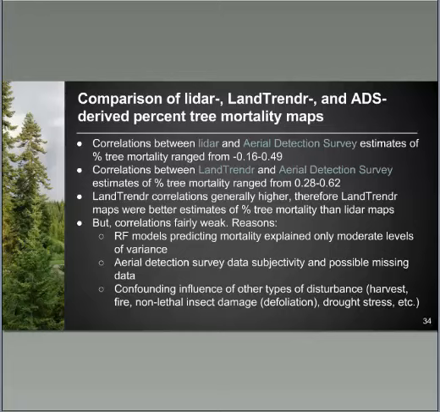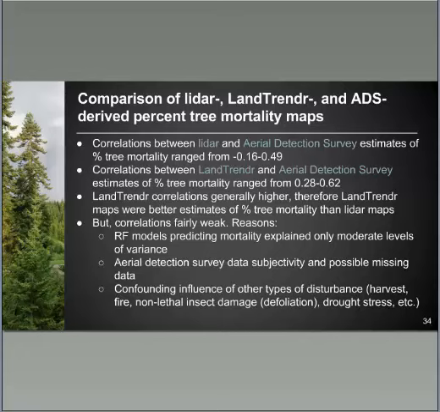Also, very largely causing some of this confusion is that over the course of 30 years, the forest changes a lot. There's a lot of different disturbance. Harvest, not all insect damage is lethal. There's a lot of defoliation. And fire is a very important disturbance, of course, in forests. So our LandTrendr variables were picking up all of this disturbance, not just the insect mortality.